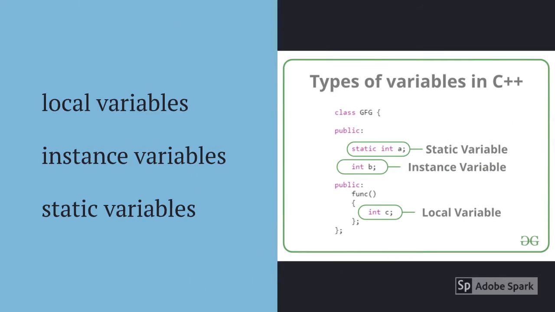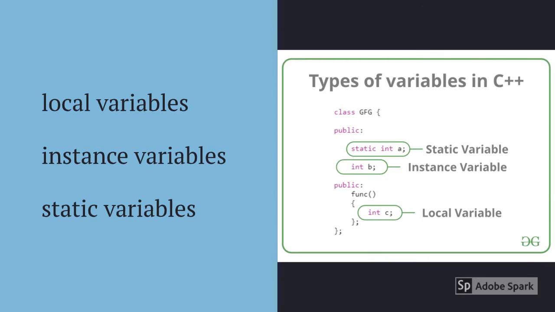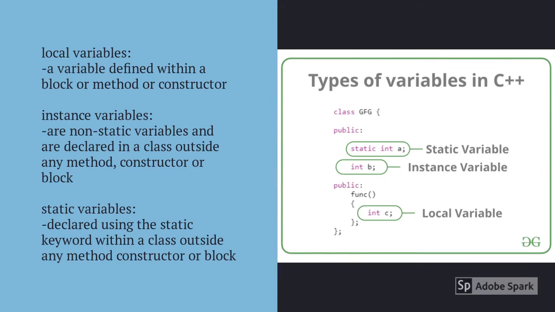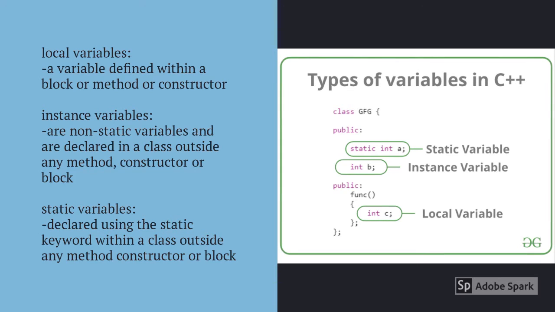There are three types of variables based on the scope of variables in C++. We have local variables, instance variables, and static variables. A variable defined within a block or method or constructor is called local variable. Instance variables are non-static variables and are declared in a class outside any method, constructor, or block.